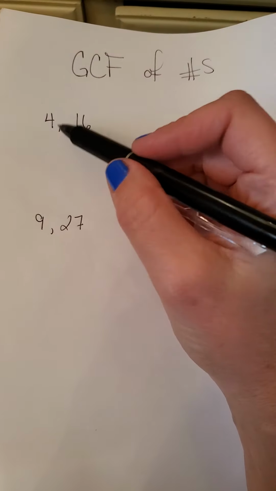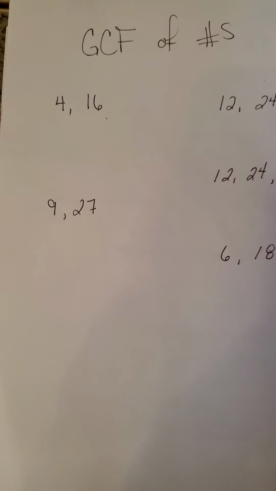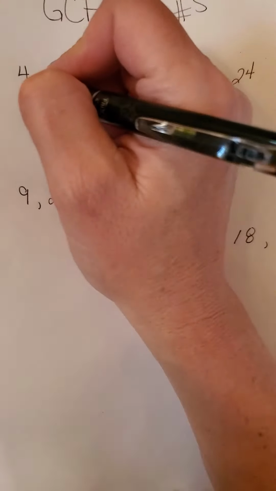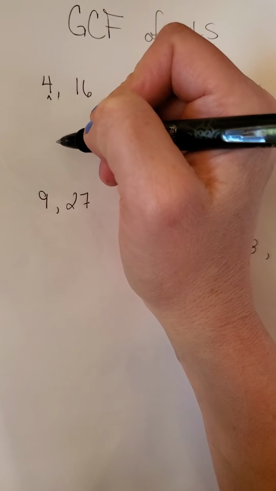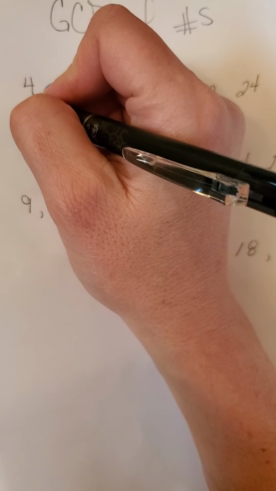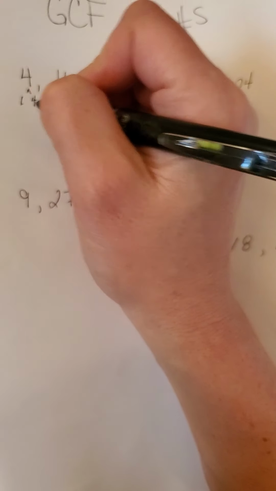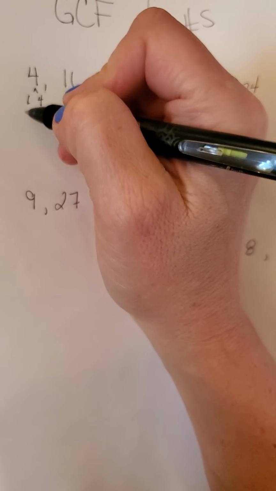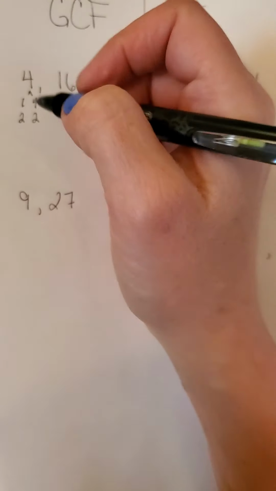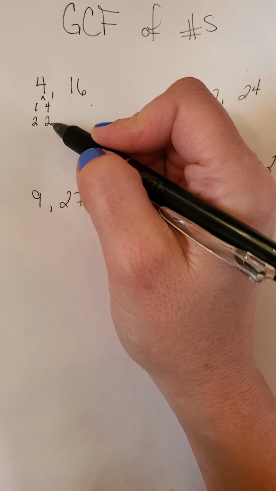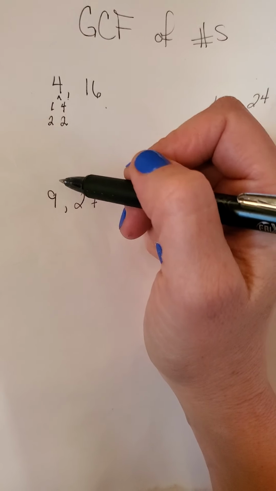What is the largest number that I can divide 4 and 16 by? Well, I know what it is, but if you don't, you find the factors of each number. So the factors of 4, I would take 4 and divide it by 1 and get 4. I divide it by 2 and get 2. And then I don't have to go any higher because then I would be back up to 4.